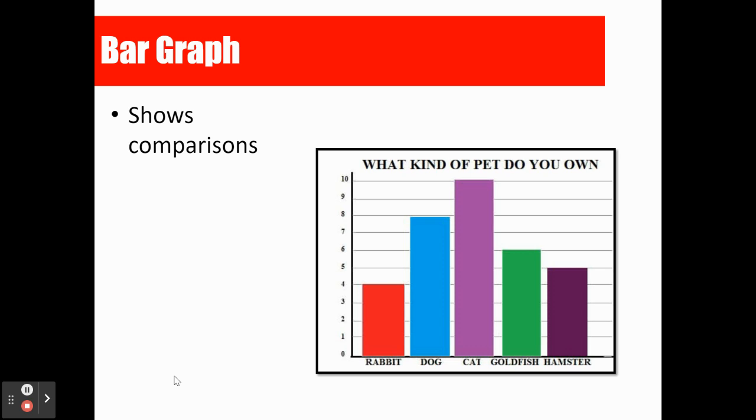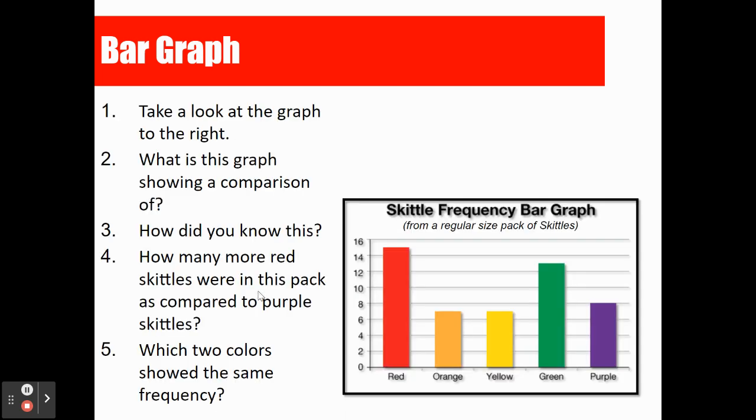All right, when we want to show comparisons, we're going to use a bar graph. So what kind of pet do you own? Four people have a rabbit, 8 people have a dog, 10 people have a cat, goldfish, hamster. This many people have this, this many have that. Take a look at the graph to the right. What are they showing? Comparison? How do you know?